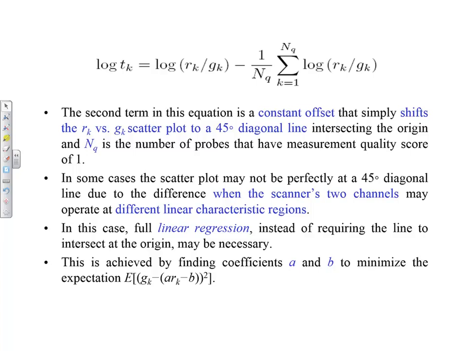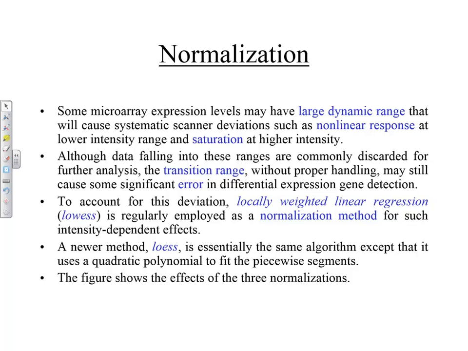And this is achieved by finding coefficients A and B to minimize this expectation, right? So expected value of green minus a linear combination of the red, right? Minimize that. Find A and B to minimize this. So that's the other figure that I showed you.